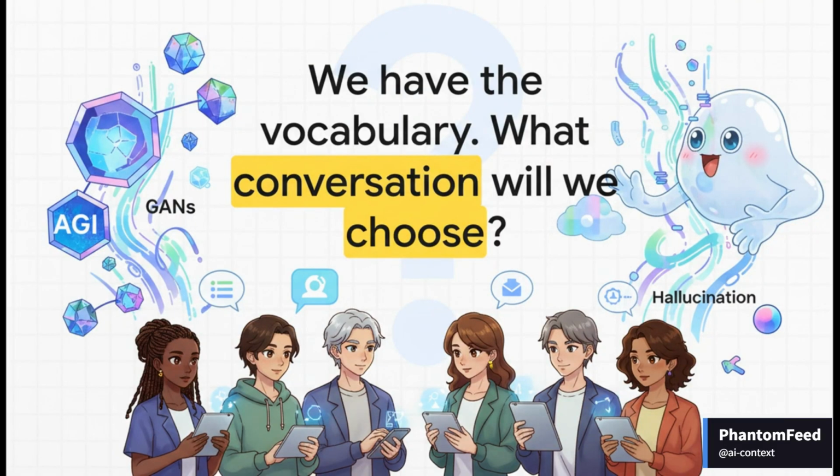So there you have it. You now have the vocabulary: AGI, XAI, GANs, hallucination. You've got the tools to understand the headlines, to join the debate. And that knowledge, that's your power. So the real question is, how will we, as an informed society, use it to shape the future of this incredible technology?